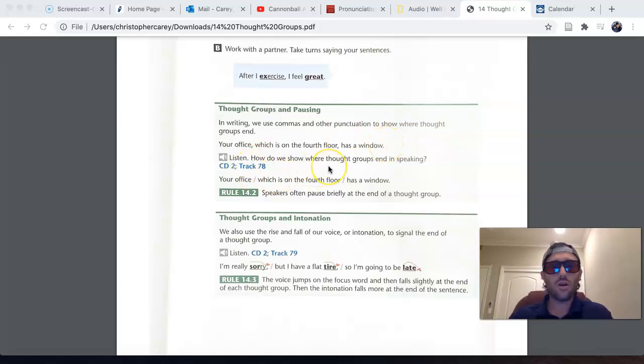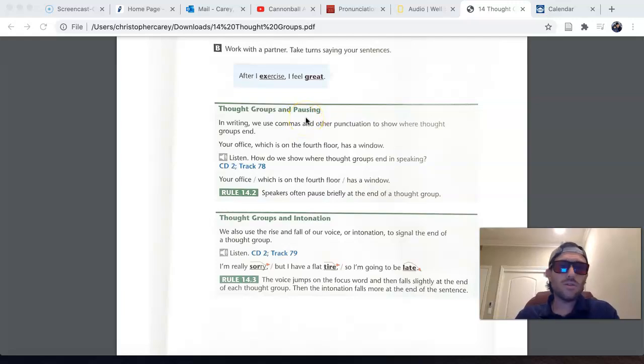So how do we show where thought groups end in speaking? Well, pauses, right? Speakers often pause briefly at the end of a thought group. Now, the examples that I'm giving you, I'm pausing maybe a little bit longer. You don't want to pause too long, but I think a second, right? 1/1000. Just 1 second is plenty to pause between different thought groups. So that's one tip to distinguish how we show where thought groups end in speaking: pauses, thought groups, and pausing.